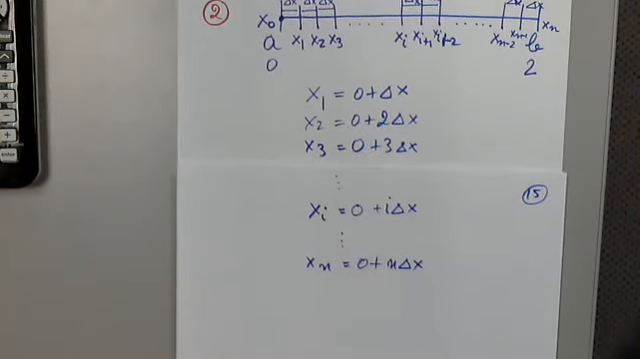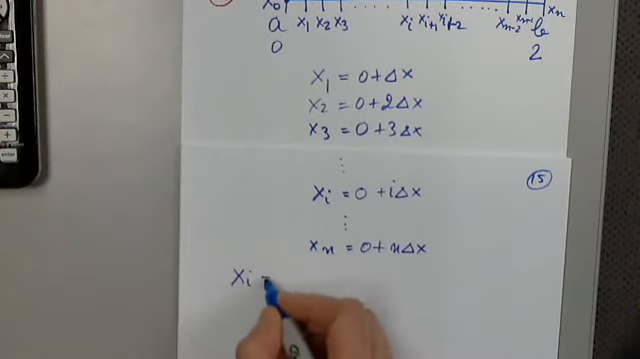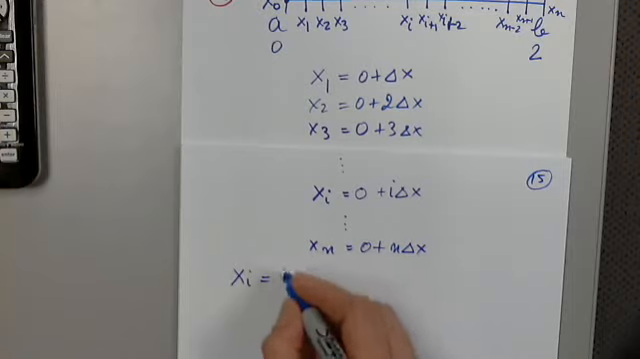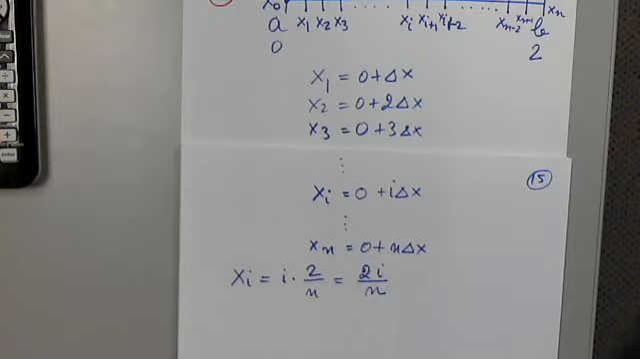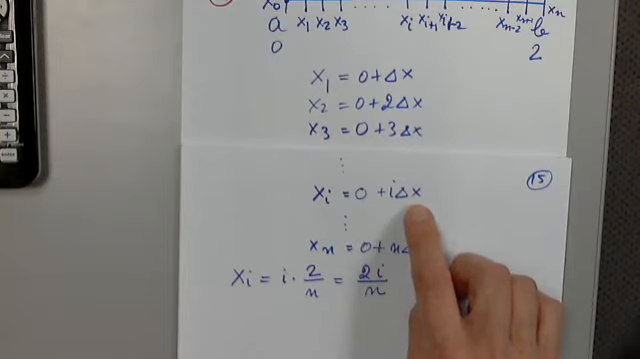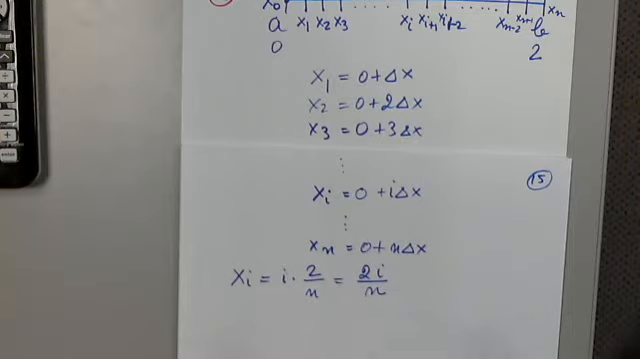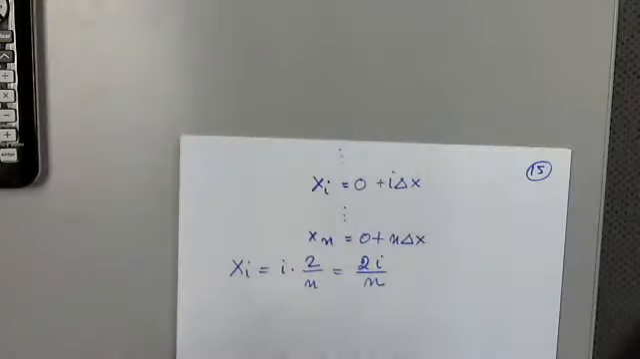Very good. So this is my second prep, xi, which in this case is i times 2 over n, or 2i over n. i is from the fact that this is the ith interval. Delta x is 2 over n, so i times 2 over n, or you can rewrite it as 2i over n. So that was my second prep.